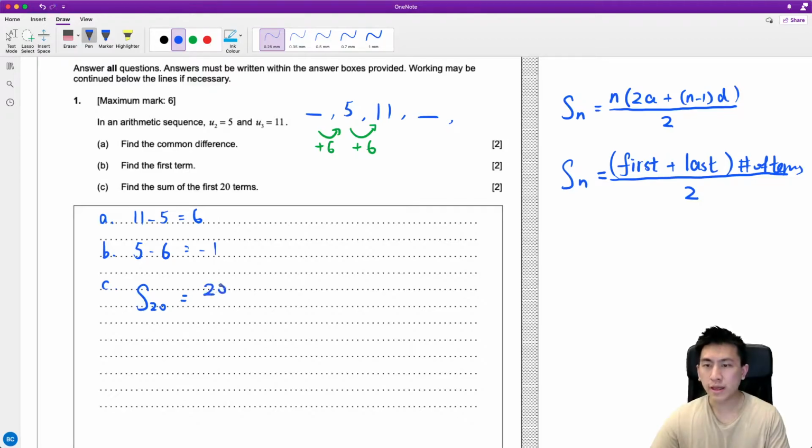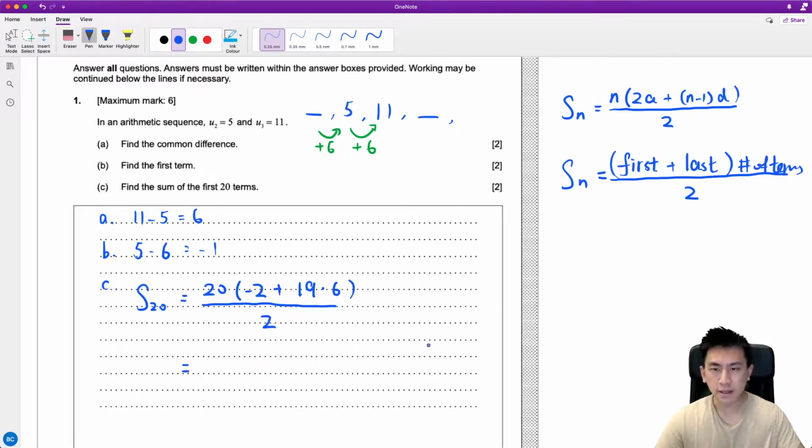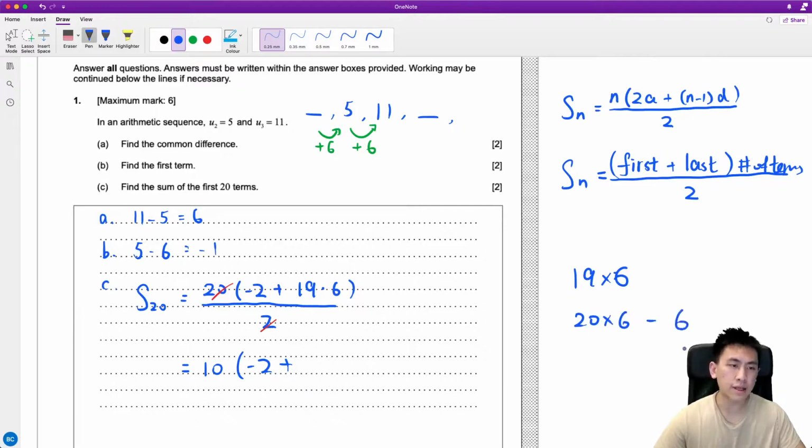So n is 20 since we are adding the first 20 terms, and a is minus 1, so 2a is minus 2, plus again, well, 20 minus 1 is 19, multiplied by the common difference, which is 6, over 2. And since this is a non-calculator test, the way to think about these, all right? First thing first, you would cancel out 20 and 2, which leaves only a 10, and bracket minus 2 plus. Now what is 19 times 6, right? 19 is basically 20, sort of. So you can treat that as 20 times 6, except you have to then minus 6. Which would give you 120 minus 6, which is 114.